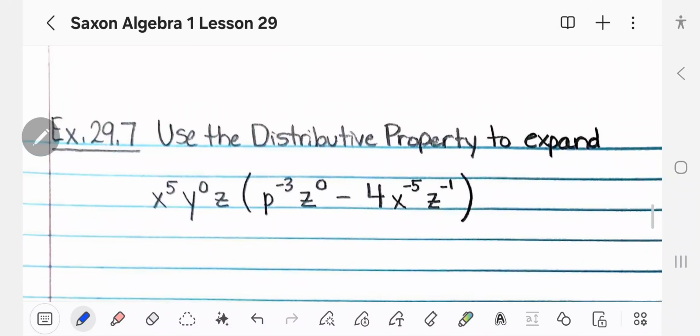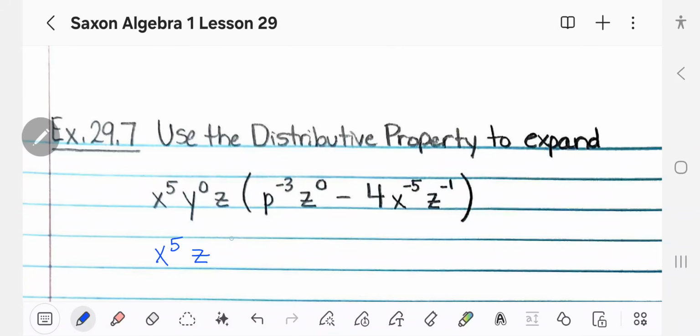29.7 says use the distributive property to expand this. We should simplify it first because I see some things in there that would be much easier stated. For example, what is y to the 0? It's 1, right? So wouldn't it be much easier to just write that outside factor as this? Because this is just x to the 5th times 1, which is just going to be x to the 5th, and then times z. So it's much simpler to write it that way.